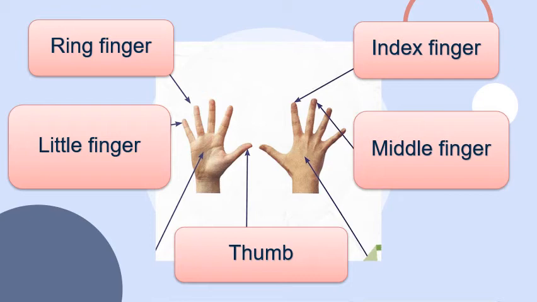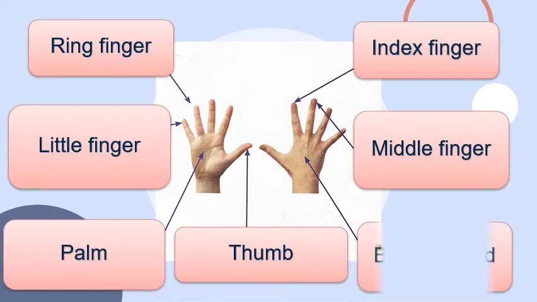This is usually what we're going to do when we say, very good, showing your thumb. We also have our palm and back of the hand. Palm and back of hand.